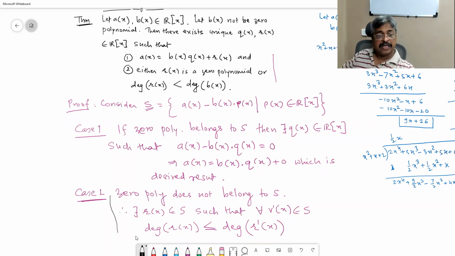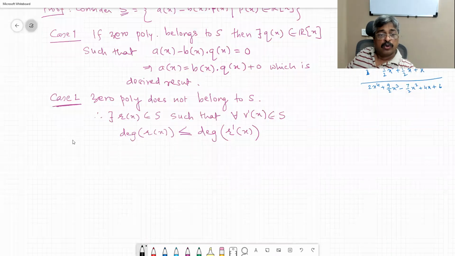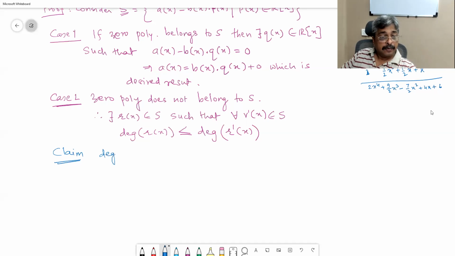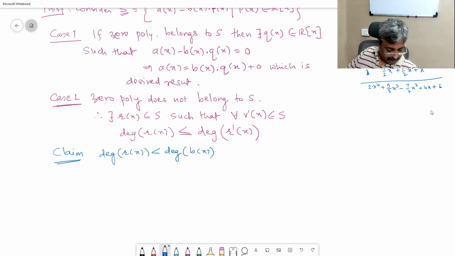So if we have written this statement right now so far, then what is our claim? What are we supposed to prove? Okay, we are supposed to prove the claim: degree of r of x is less than degree of b of x. That is what we are supposed to prove. So of course we have to use indirect method if possible.